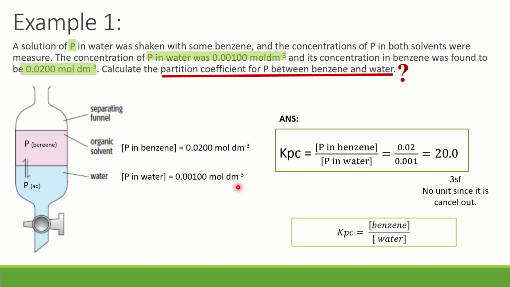Another thing I have to emphasize here: never ever write down your KPC formula in this format where you just put the concentration of benzene over the concentration of water. You can see why this is wrong, because the one that we're looking for is the concentration of P. So it's the molecules of P that you have here. You cannot write it in this formula. There is no P in that formula.